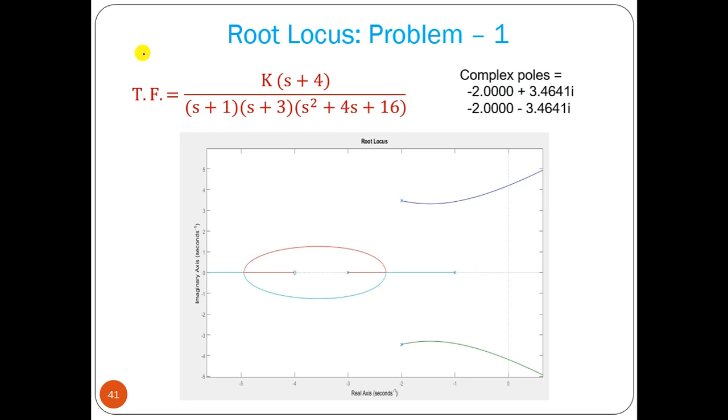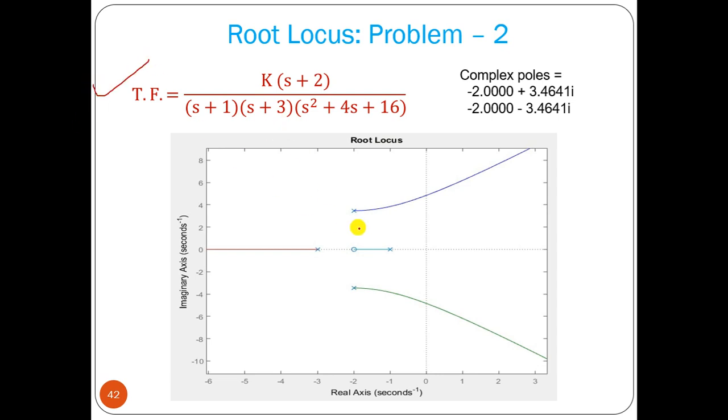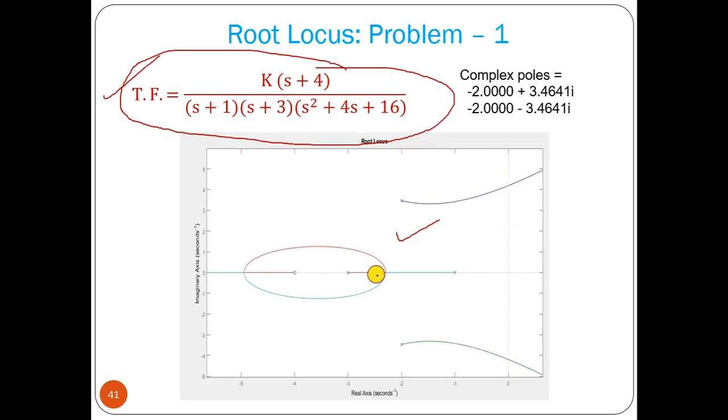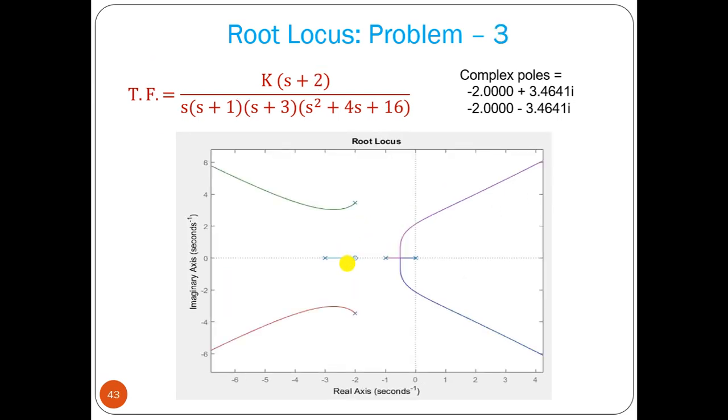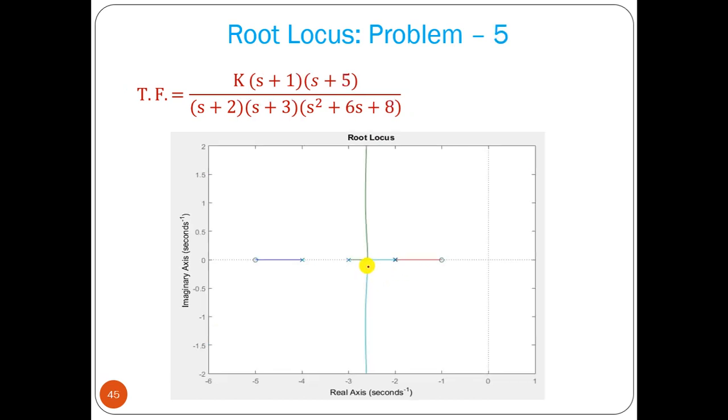So these are some problems that we can practice. This is problem number 1, and this is the plot that we are getting. Now this is problem number 2, and this is the plot that you can get. This is problem number 3. What is the beauty of that? Here we have two breakaway points, one breakaway and one break-in point. Here, this is straightforward. Here we also have one breakaway point, straightforward. Now here we can see another breakaway point. Problem 4, and this is your 5th problem.